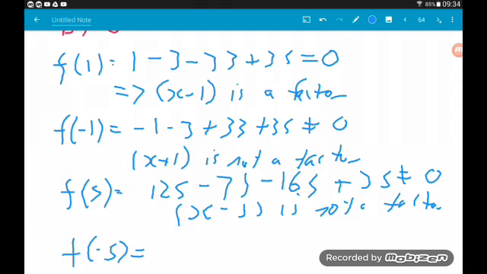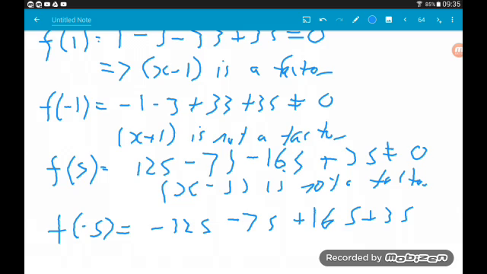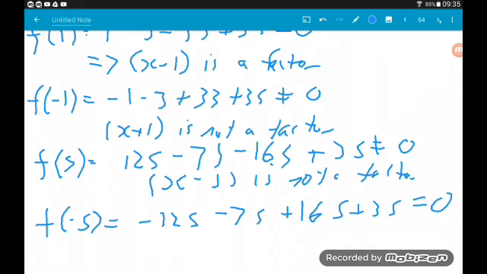So, minus 5 cubed is minus 125. Minus 5 squared is positive 25. So, minus 3 times that again gives us minus 75. Minus 33 times minus 5 is going to give us positive 165. And then we've got the plus 35 on the end. Now, minus 125 minus 75 is minus 200. 165 add 35 is positive 200. So, this is indeed equal to 0. So, that tells us x plus 5 is a factor.